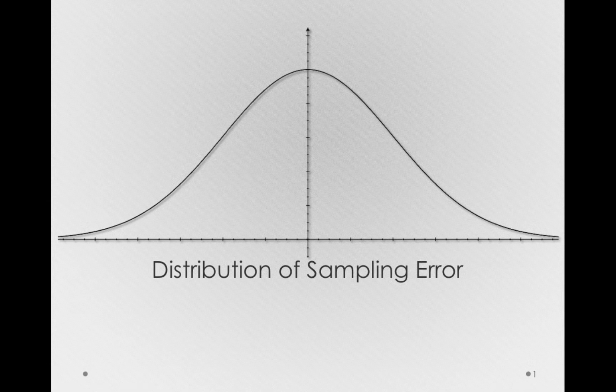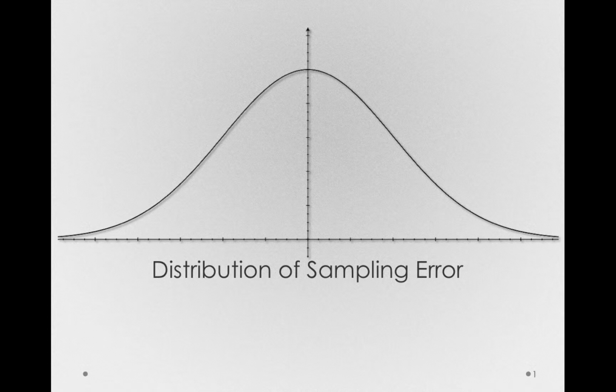In the previous videos, we've been looking at the distribution of sampling error. And remember what this is. This is the distribution of how much error we experience between the population parameter and the sample statistics we actually observe. And what we saw is that sampling error, under some conditions, has a normal distribution.